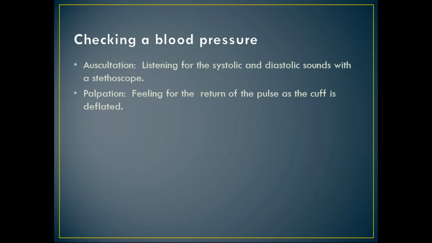So how I document that is, let's say the patient's systolic blood pressure is 122. I would write 122 over P or 122 by palpation.